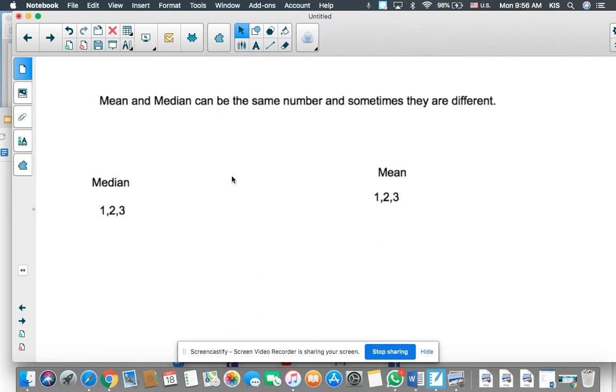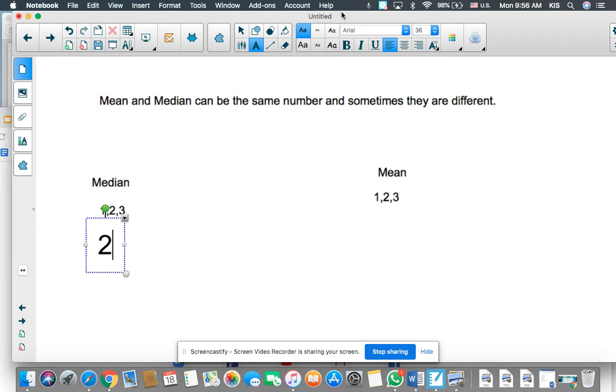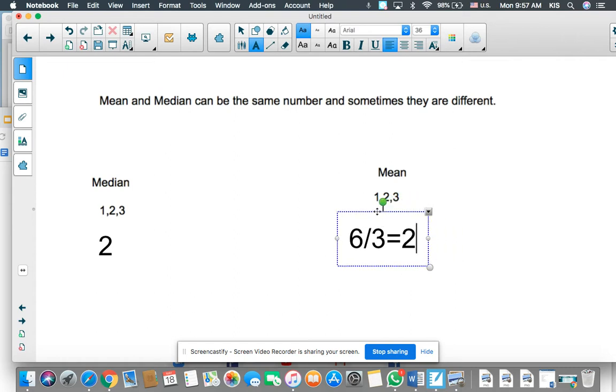that the mean and median can be the same numbers, and sometimes they're different. So let's look at this example. Let's find the median, and we just did that, so that's going to be 2. And let's find the mean here. Remember, to find the mean, you add up all the numbers and divide by the number of numbers. So we'll get 6 divided by 3, which equals 2. So in this case, they happen to be the same value for both the mean and median.